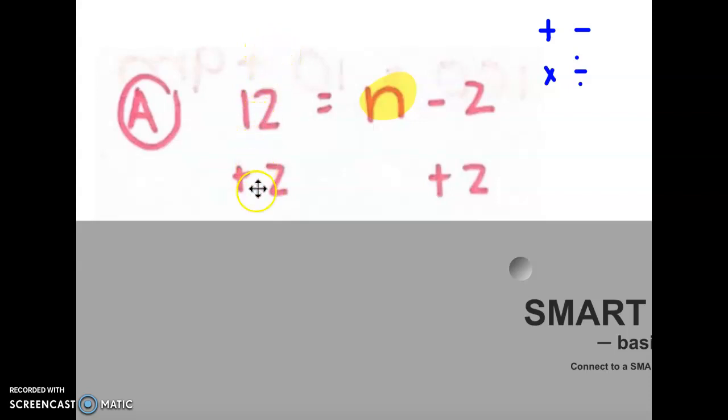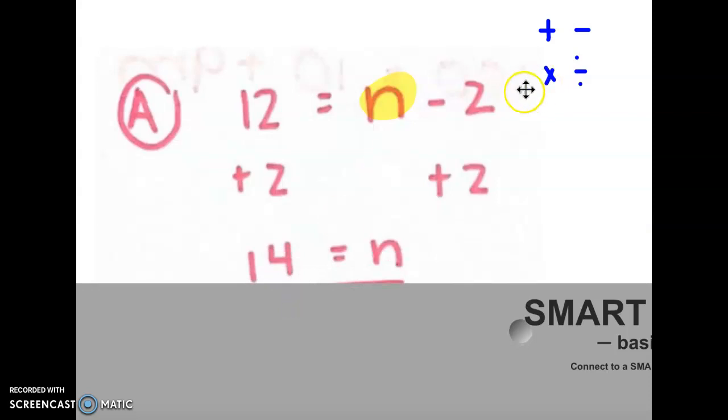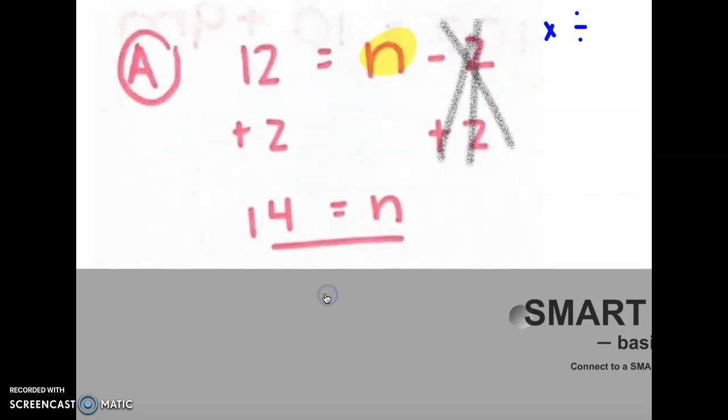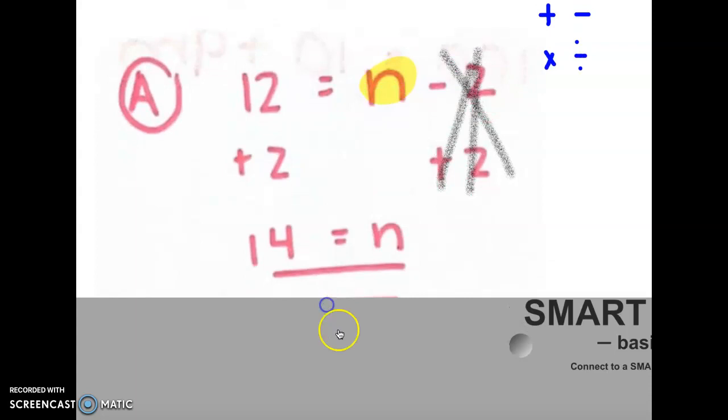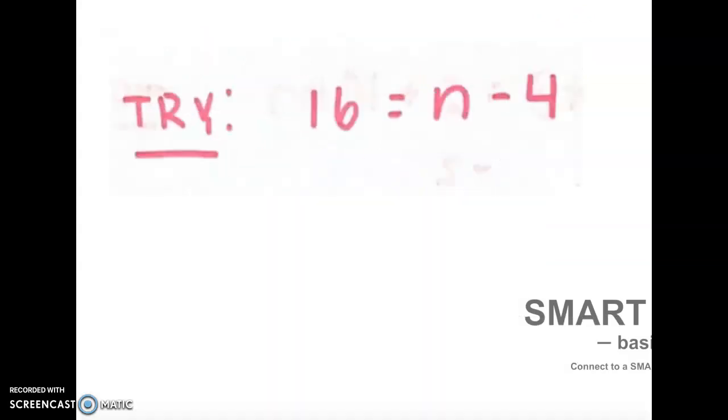So here, 12 plus 2 is going to give us 14. And then over here, the whole reason that we added 2 to both sides was to move that 2 over to get rid of it. So these 2's cancel out, they go away, and we're just left with n. Now we are done. We have solved the equation because we got n on one side of the equal sign by itself and a value for n on the other side. So we successfully isolated the variable.